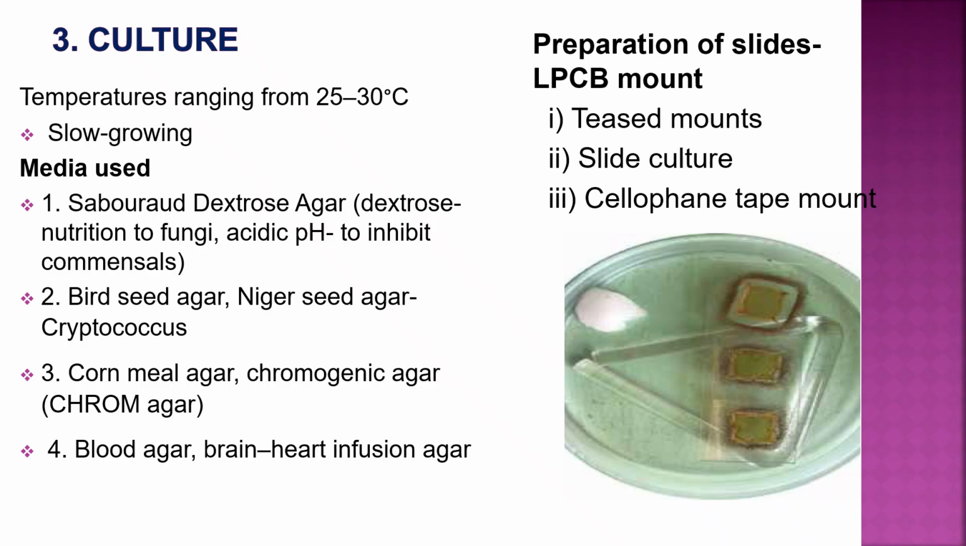In preparation of slides, there are LPCB mounts, or teased mounts. In that, a colony is taken on a slide and a cover slip is applied, but here the morphology of the fungi gets distorted. Second, slide culture: on the slide, an agar block is taken, and on that the growth is done, and then it can be seen under the microscope. Cellophane tape method: the cellophane tape is applied on the growth and then put on the slide, and the colony is seen. So that is the cellophane tape mount.